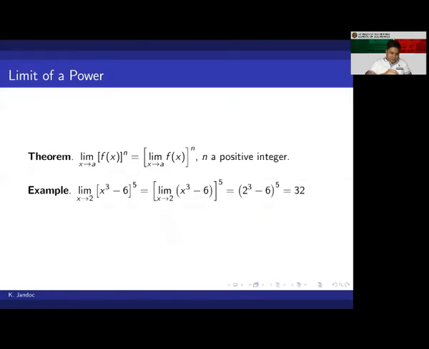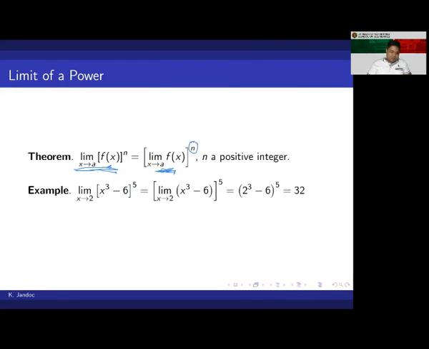Suppose now that you have a function f of x, and you raise it to a number n, and then you want to take that limit as x approaches a. This theorem says what you can do is to take the limit of f of x first as x approaches a, then you raise it to that number n, which is a positive integer.